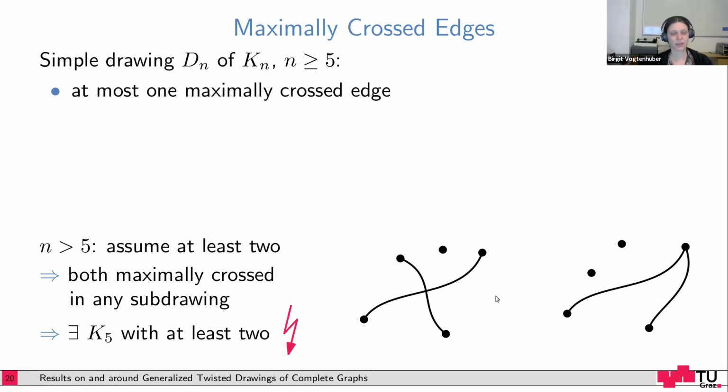So why is that? Because if I have a maximally crossed edge, then that means that all other edges that are not incident to my vertex need to cross it. And that must hold true for every subdrawing as well.